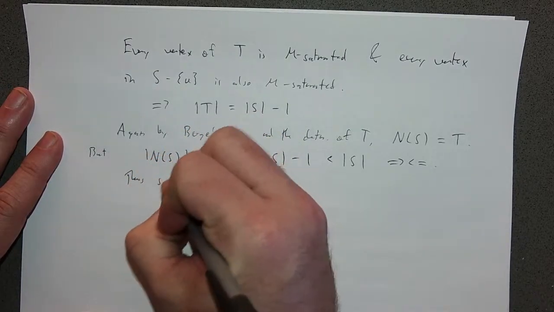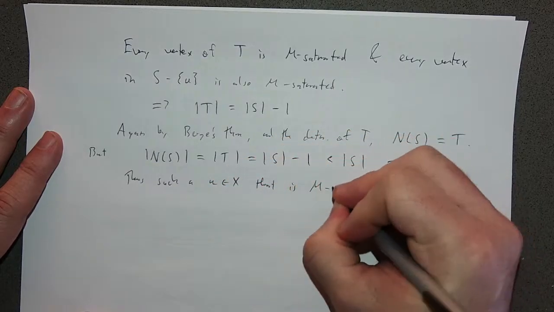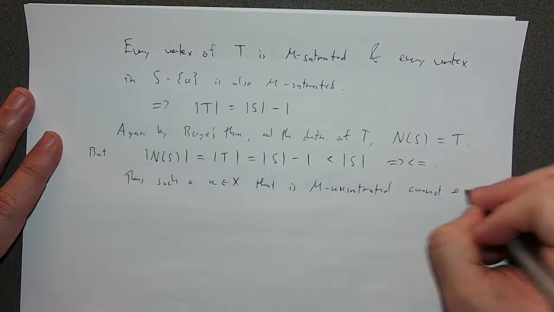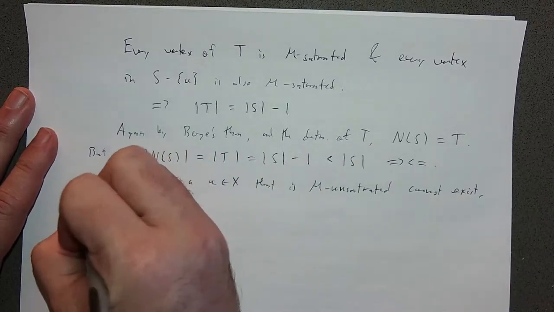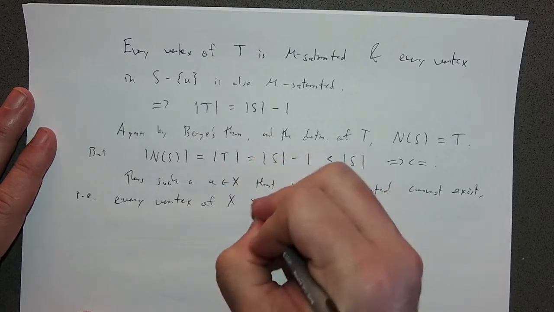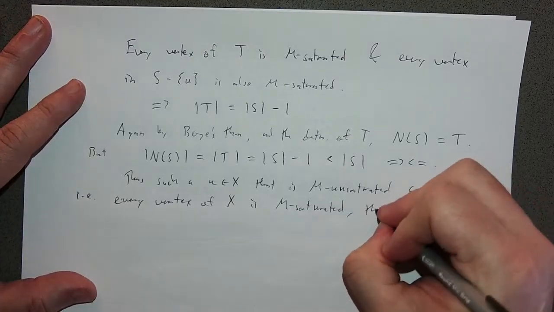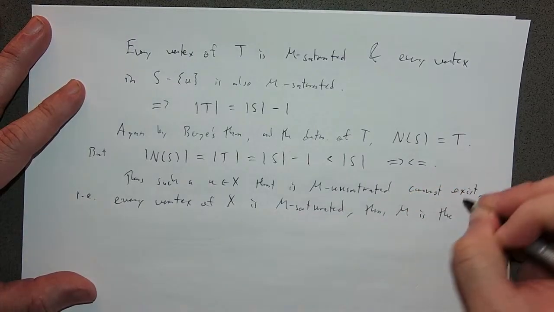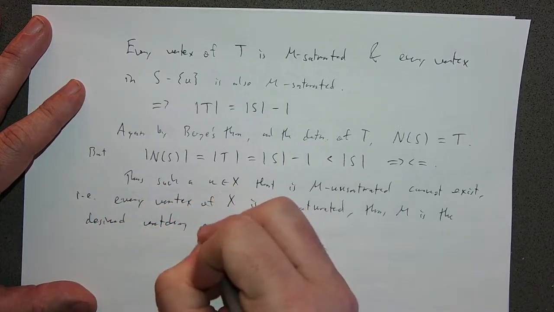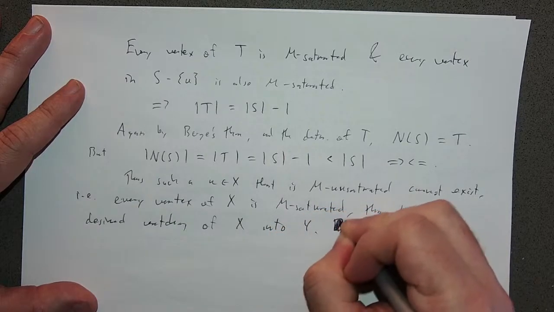So thus, such a U in X that is M unsaturated cannot exist, i.e., every vertex of X is M saturated. Thus, M is the desired matching of X into Y. And that is it. We have proved Hall's theorem.